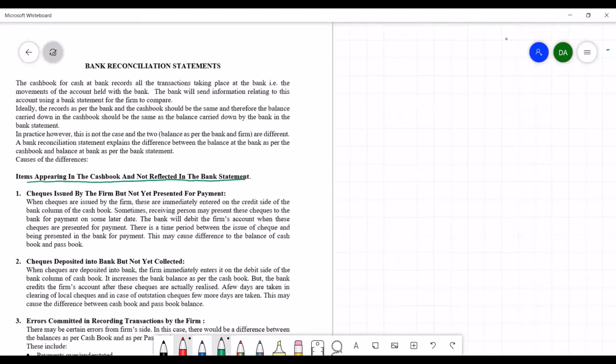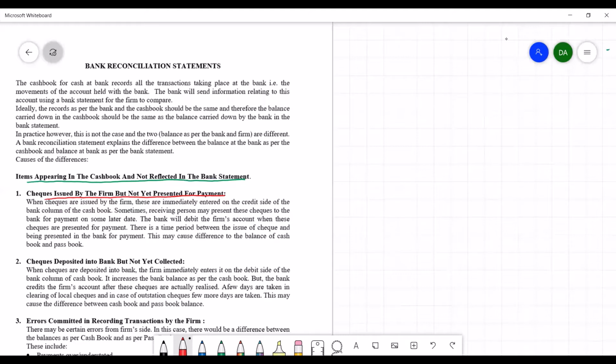Cash book of the business. There are a number of items which appear in the cash book of the business, but such items are not in the bank statement of the business. Such items include the following: checks issued by the firm but not yet presented for payment. This is a case whereby the firm issues a check for payment to an individual or to another business, but due to some reasons, they have not presented such checks to the bank to get paid.